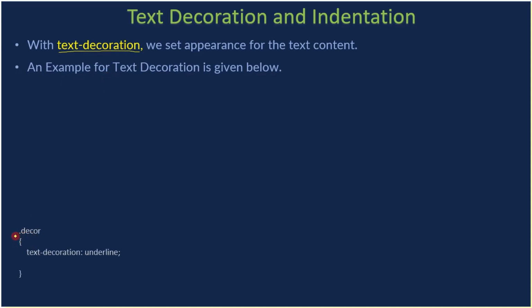If you see here, dot means class, so it is applicable to any tag that contains the decor class attribute. And here is the style text decoration with value underline. That means for a text to which this attribute is applied, we will get an underline.